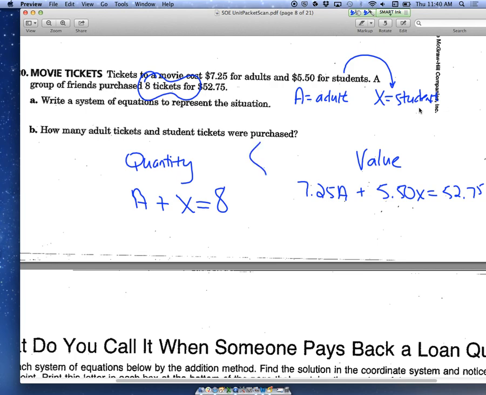$52.75. So here are my two equations, my system of equations, and you can see that in my quantity equation, it's really easy to isolate either the adult ticket or the student ticket. I isolate one of the variables and then I make a substitution into the value equation, which allows me to then solve this.